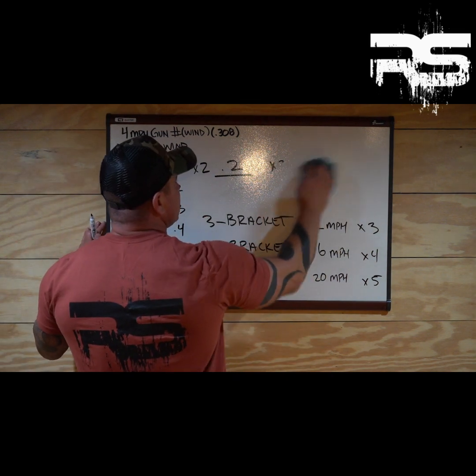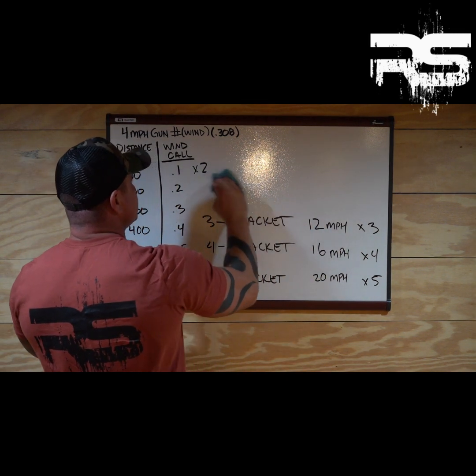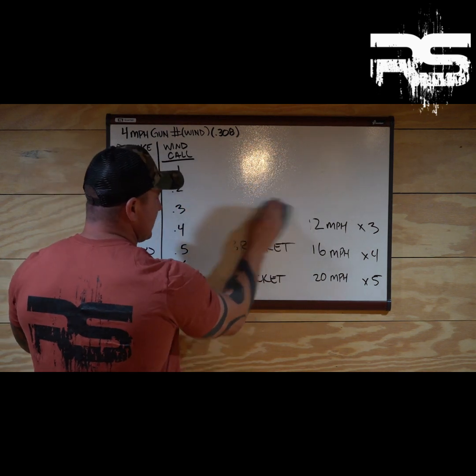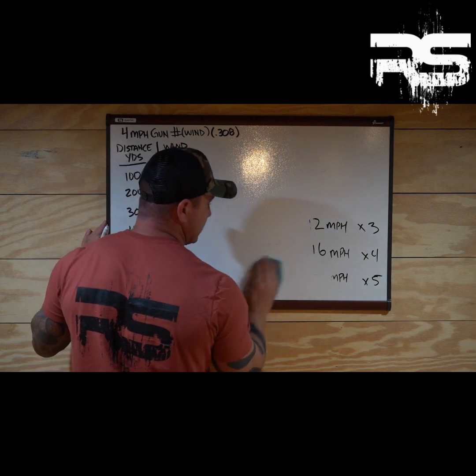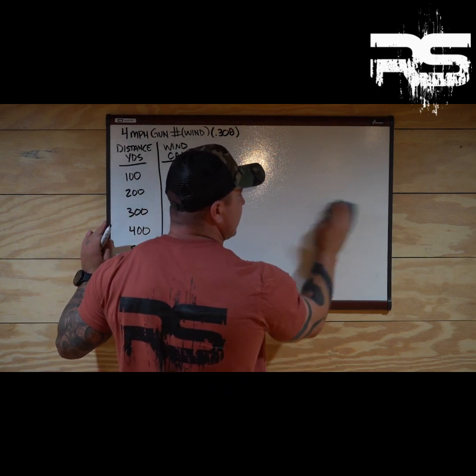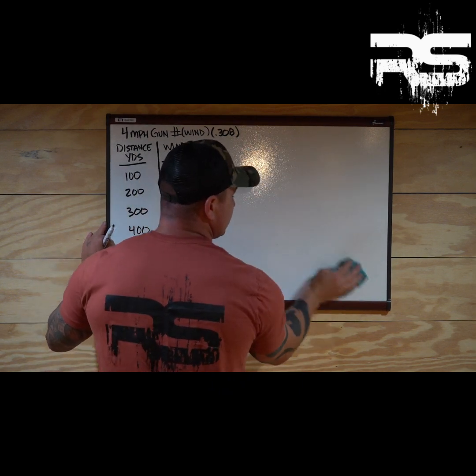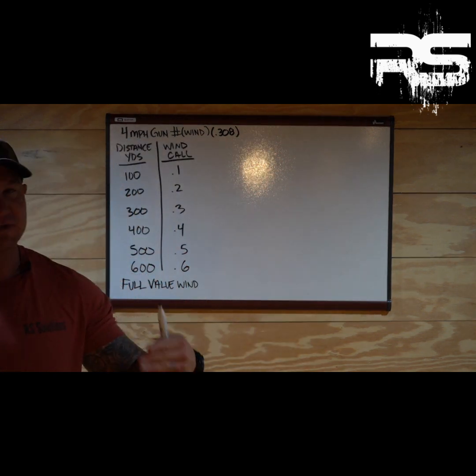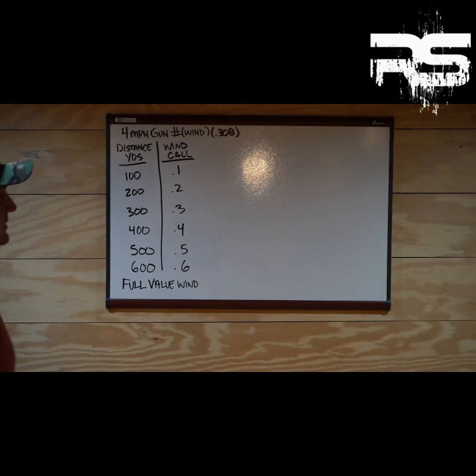Okay, so cleaning this up. That's the first thing that I'm going to be thinking of after I have established a wind number, those brackets. Now if you were running a 5 mile an hour gun, obviously those numbers would be different, right? Because our first bracket would be 5. So 5, 10, 15, 20 would be the numbers.